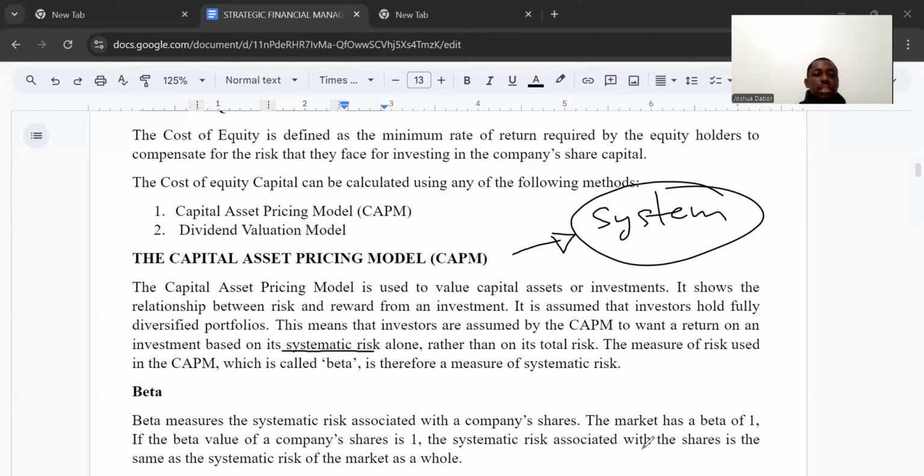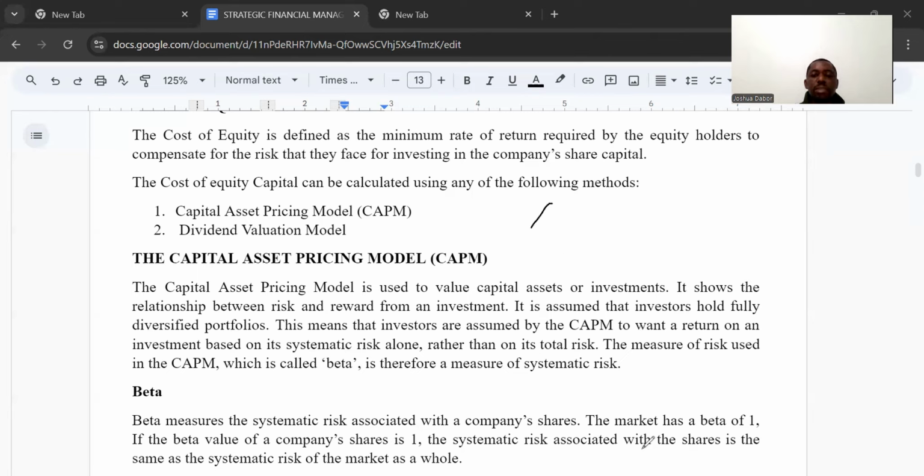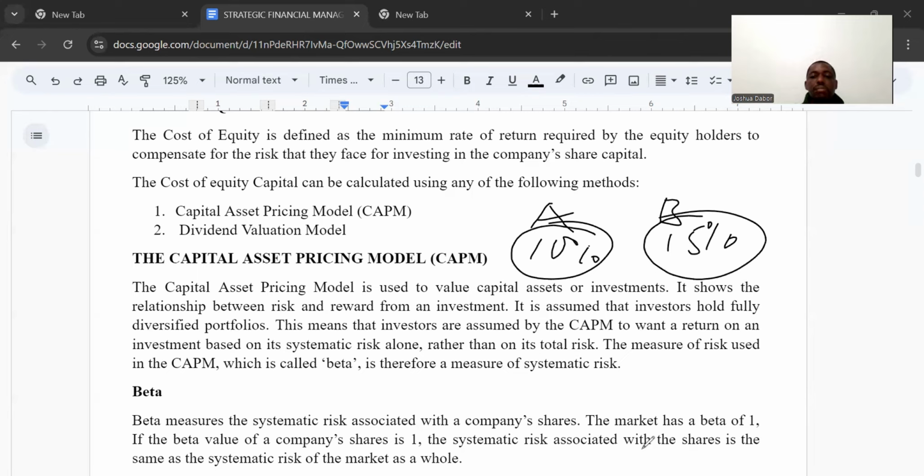In the market, company A and company B can be in the same market or in the same industry, but one will return 10%, while the other will return 15%. Business risk is the same. So why will this be happening? That means the beta factor for both companies are different. The specific risks in the two companies are different.